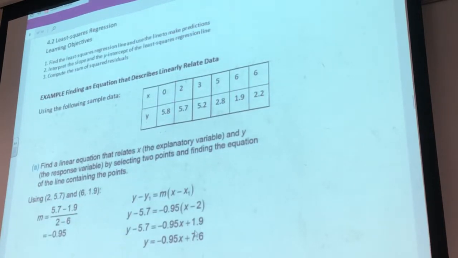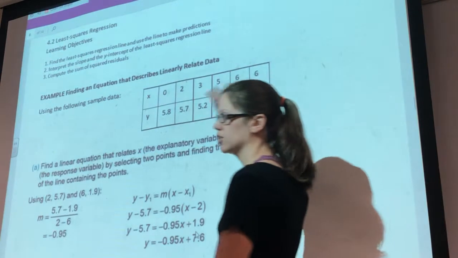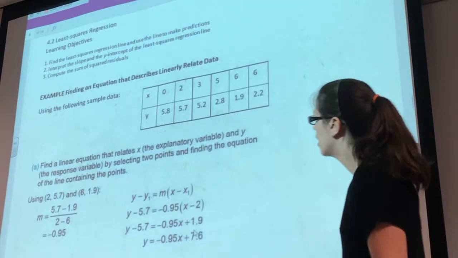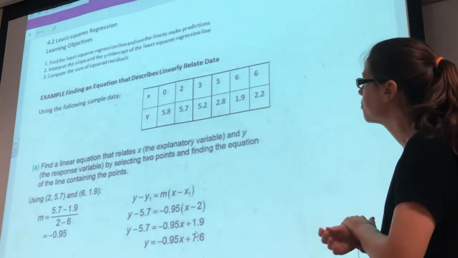Okay, so we're going to start a little bit with 4.2. Real quick, just briefly introduce it and then we'll finish it up. On Monday, they've got this sample data that they just completely made up. It doesn't actually come from anything in real life. They've just got their X's and their Y's.